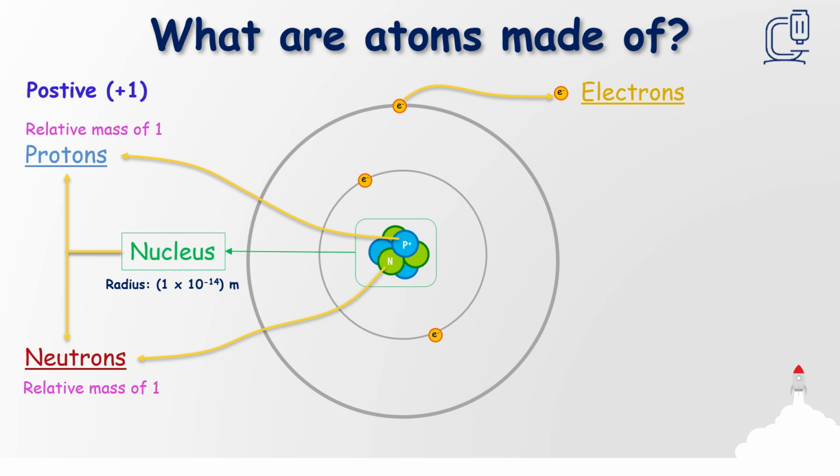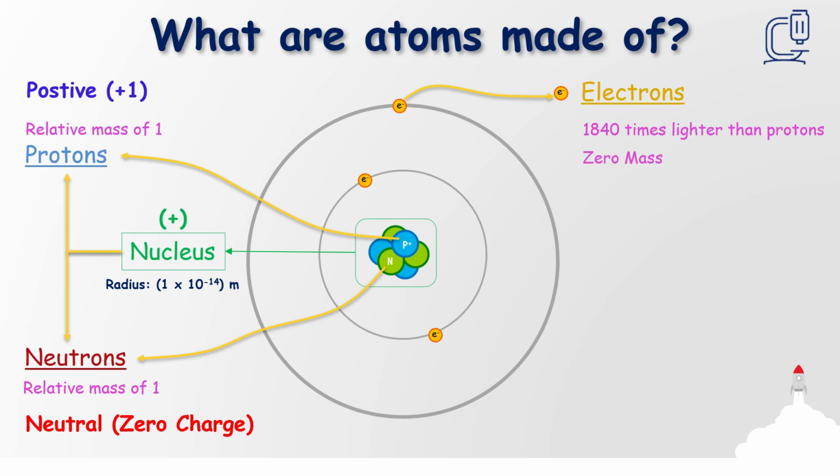Protons are positively charged, whereas neutrons are neutral, or put another way, they have no charge associated with them. Since the nucleus has protons, the nucleus has an overall positive charge. Electrons have a relative mass 1,840 times lighter than that of a proton. Often electrons are taken as zero mass. Electrons have an overall negative charge, which is the same size as the positive charge of the proton.